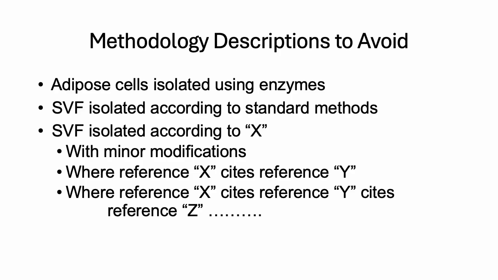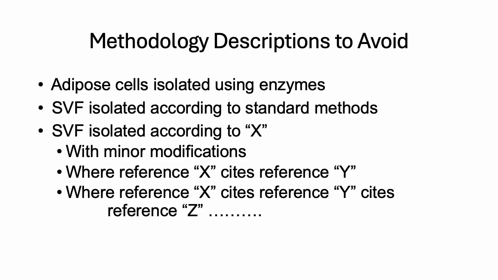I've seen SVF were isolated according to X, citing a previous paper, with the statement with minor modifications. I don't find this acceptable either. If the SVF are isolated, the method that more than likely is used is the Rodbell method. And then you need to state exactly what modifications have been used. Bjorntorp did it, Wagner did it. All the original investigators utilized the Rodbell publication and then gave their very specific modifications. I don't think it's appropriate to say just with minor modifications.